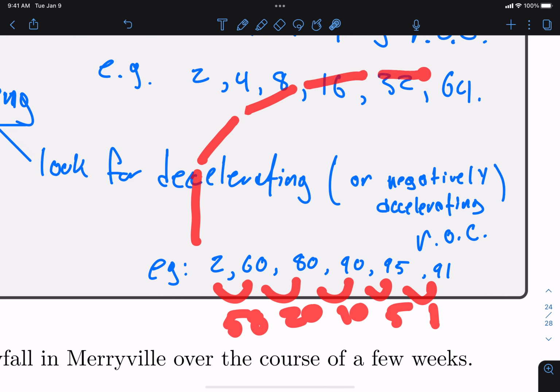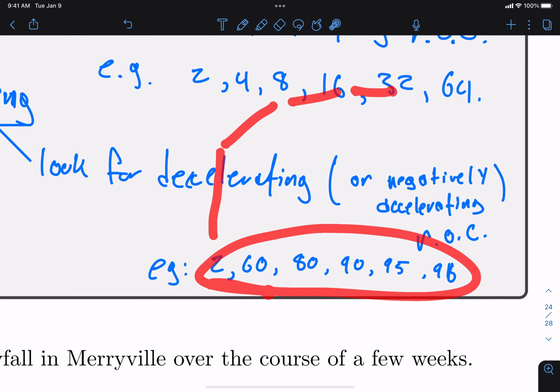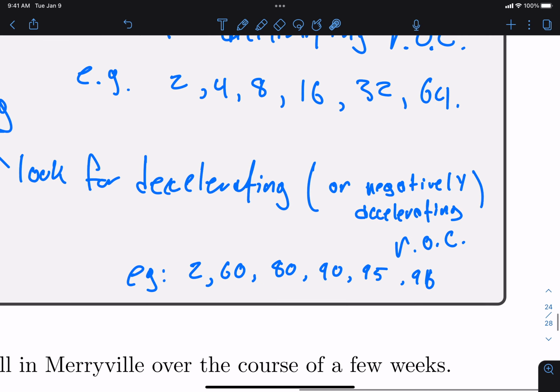What is that telling us? Sorry, what did I say? 95 to 96. Yeah, sorry, 95 to 96. Thank you. So if we go up by 1, so yes, up, and then up, but less so, and then up, but less so, up, but less so. What kind of picture is that? It's concave down. So you look for these types of patterns in the numbers in the table.